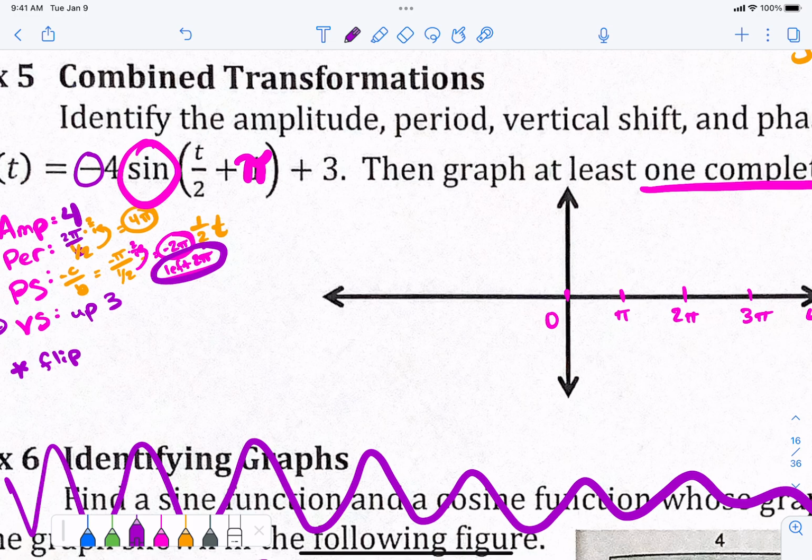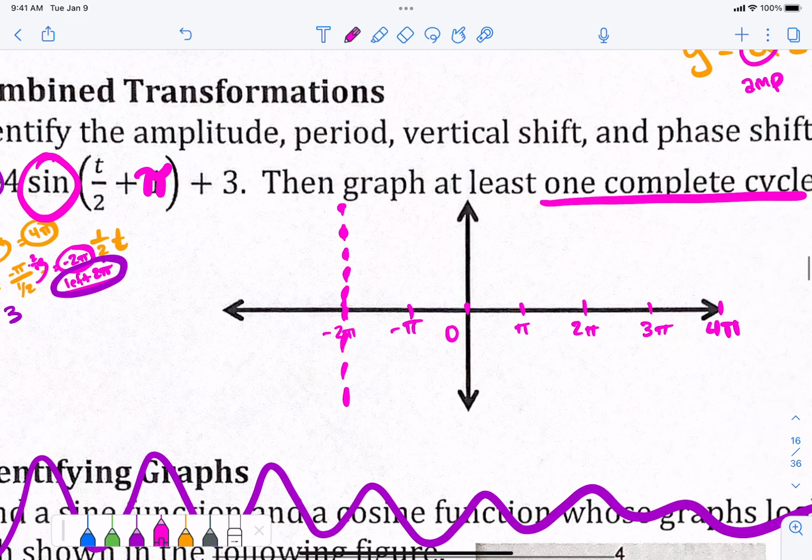So instead of starting him at 0, he's actually going to start at where? Negative 2 pi. Okay, so I'm going to say he's going to start right here, okay? Don't think that that's a vertical asymptote. I'm just going to put that line there so I know where he's going to start. So I have like the start of my box, right? But that's not a vertical asymptote, okay? That's where he is.